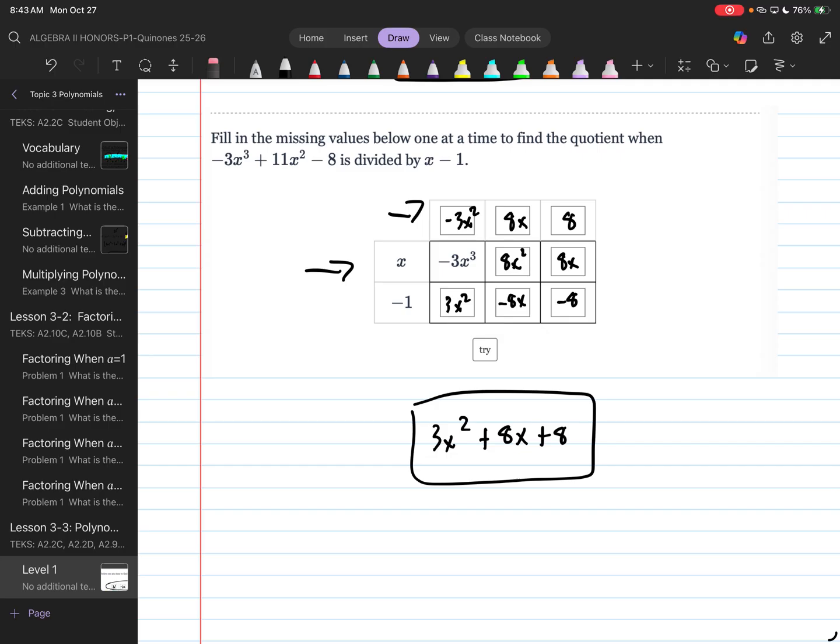Ivory, what do you got? Does the 3 have a negative? My final answer? Oh, it should. There you go. See, if I would have put that on Delta Math, I would have got it wrong. Right? Simple mistake. But that's why you check with Desmos, yes.